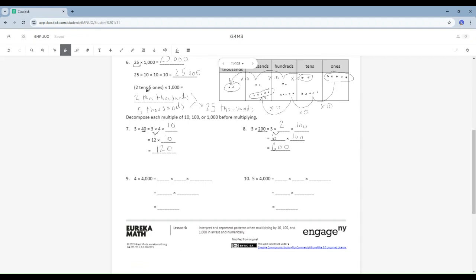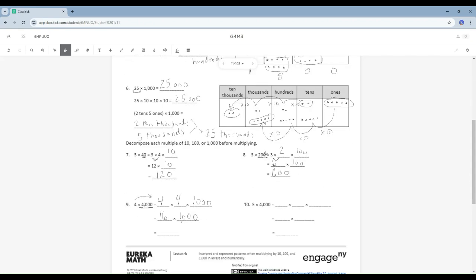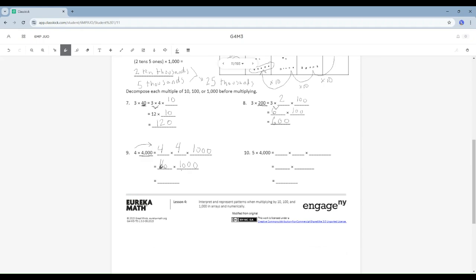Number 9 says 4 times 4,000. So this 4 is just going to come over. Now 4,000 is going to be broken down into 4 times 1,000. I'm going to do 4 times 4 first, which is 16 times 1,000. And 16 times 1,000 is similar to the types of problems that we were doing up here. But 16 times 1,000 is equal to 16,000.